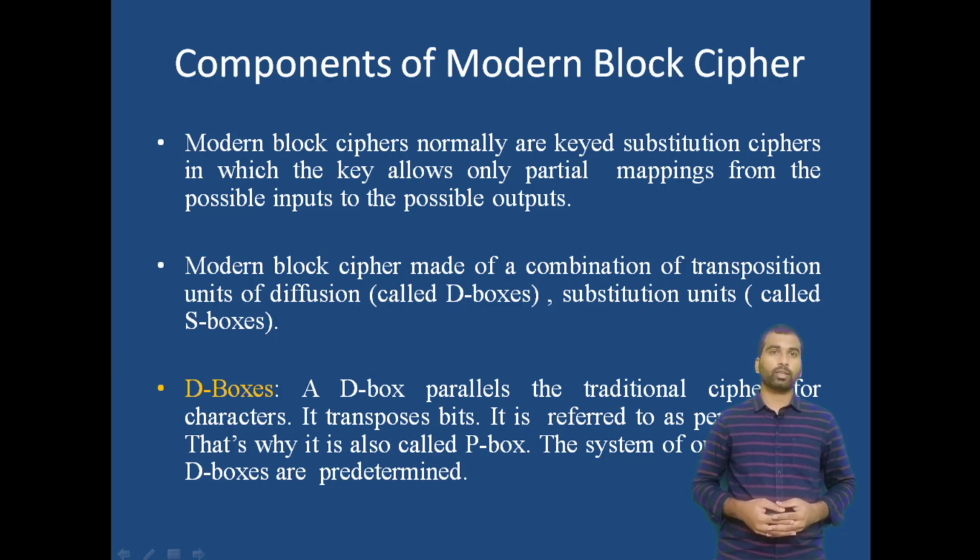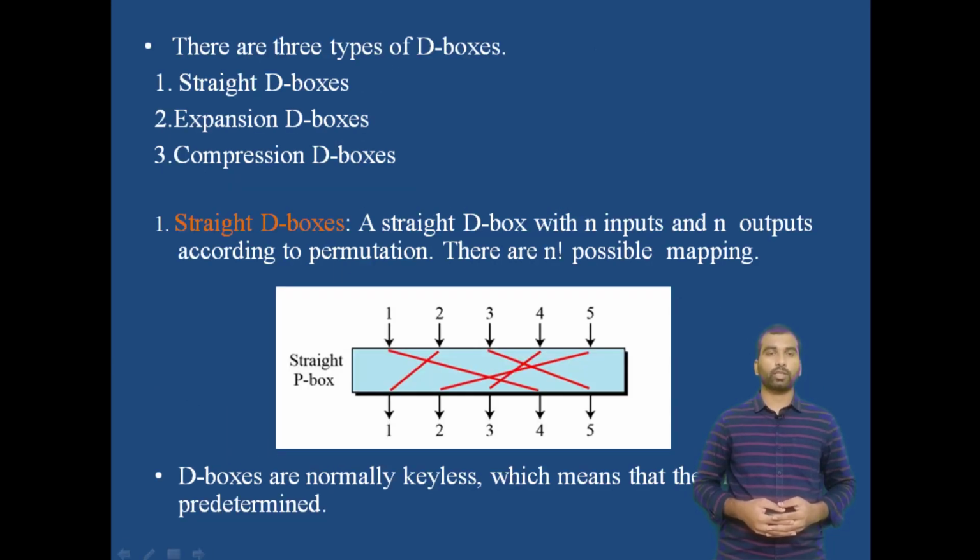There are three types of D boxes. The first one is the straight D box, the second one is the expansion D box, and the final one is the compression D box. Coming to the first one, the straight D box. A straight D box with n inputs and n outputs is a permutation, so there are n factorial possible mappings. You can see the diagram here, a straight D box.